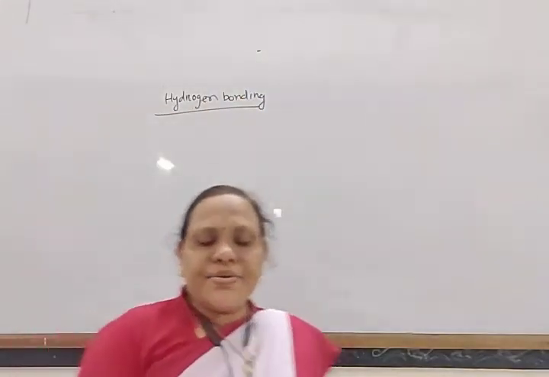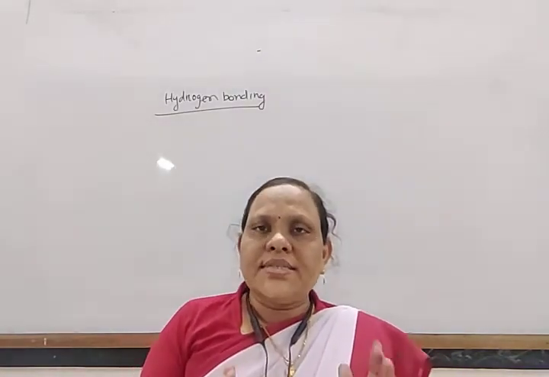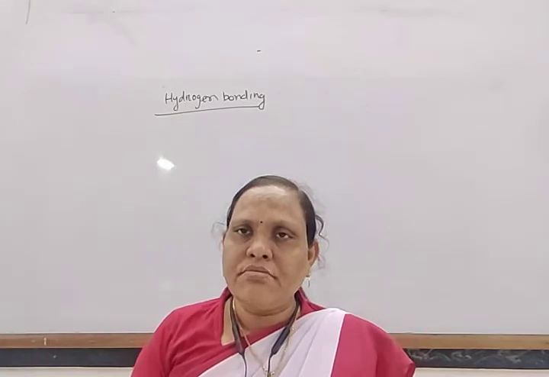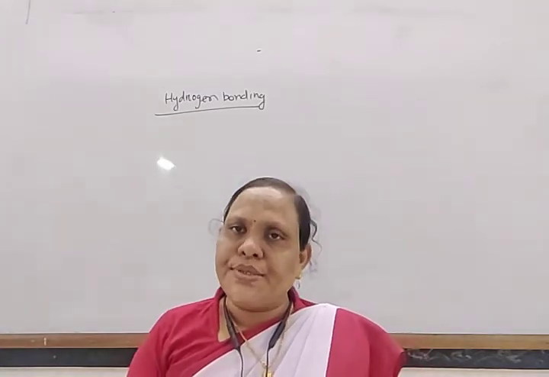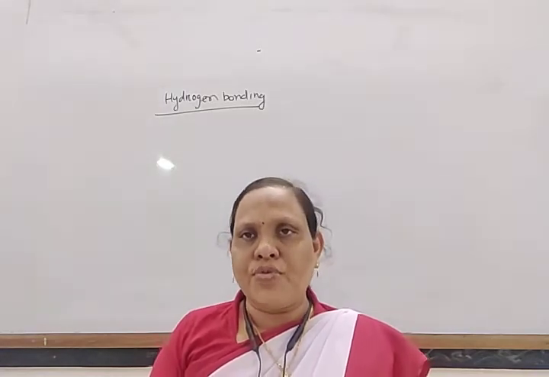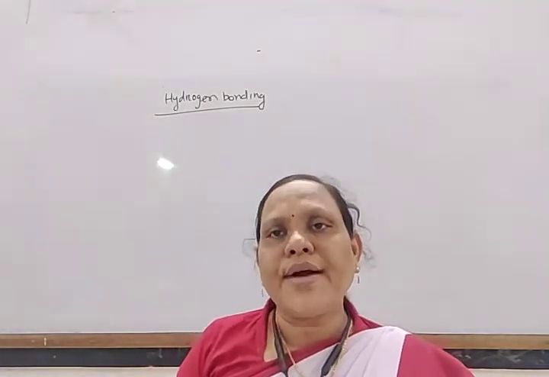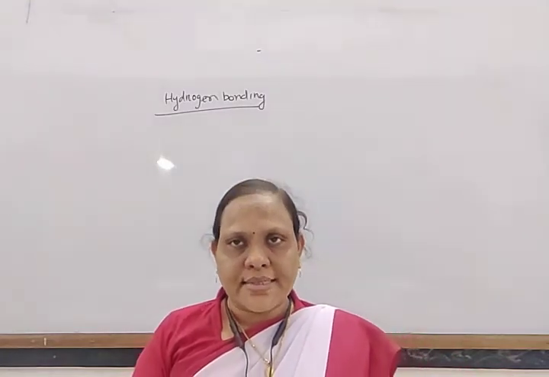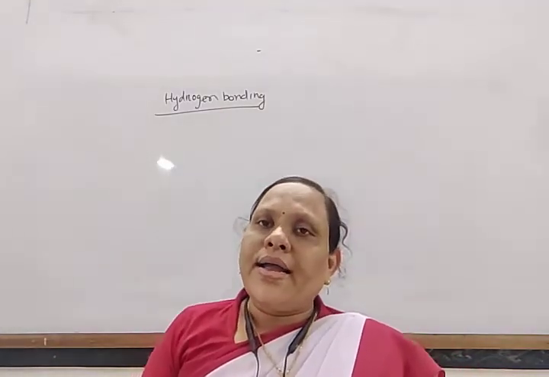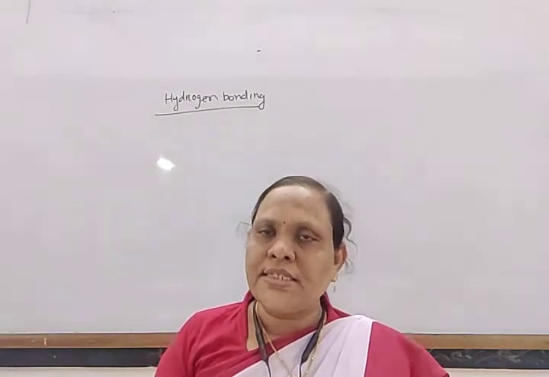So what is hydrogen bonding? Look, in water, oxygen is bonded with hydrogen by a covalent bond. In H2S, sulfur is also bonded with hydrogen by a covalent bond. But water is a liquid while H2S is a gas. And H2O also exists in solid form, that is ice.